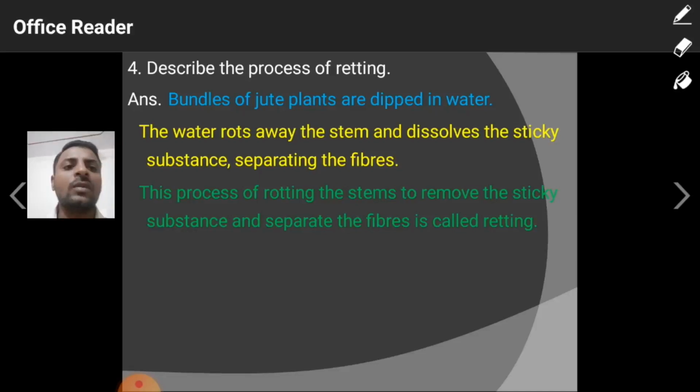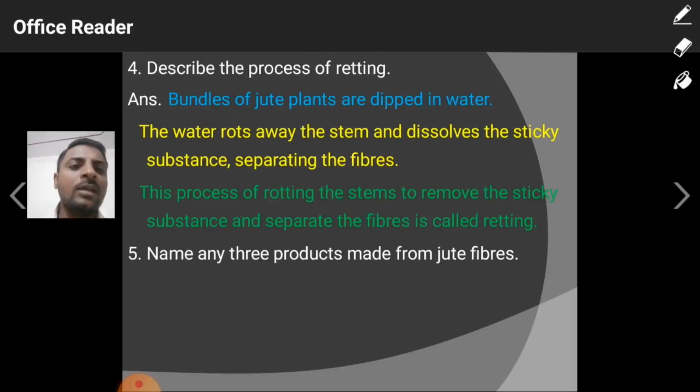This process of rotting the stems to remove the sticky substance and separate the fibers is called retting. Next is, name any three products made from jute fibers. Baskets, ropes and mats are three products made from jute fibers.